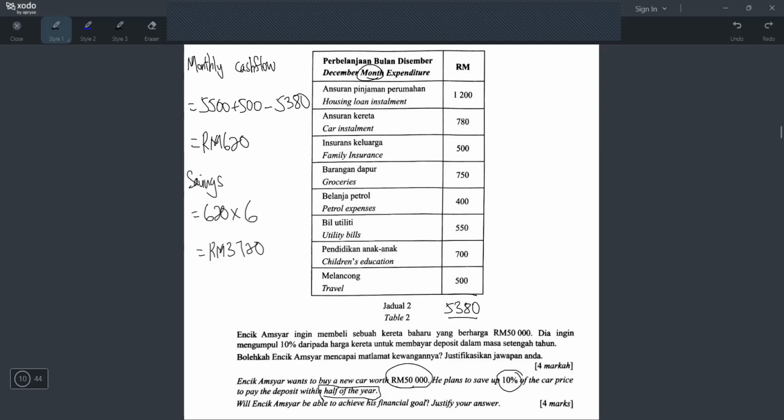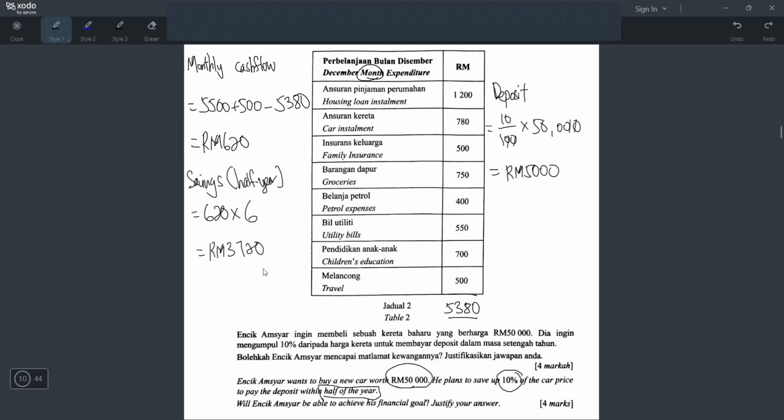And now the question is asking whether this is enough to pay 10% of the car price. Well, let's find out what is 10% of 50,000. So deposit will be 10%, which is 10 over 100, times 50,000. Okay, I can cut the zero here, and then we're just left with 500 times 10, which is RM 5,000, right? So what do you think? Savings for half a year. Is it enough to pay for the 5,000? The answer is no.